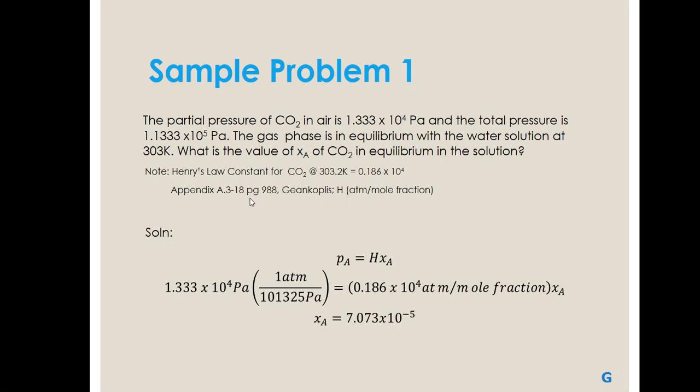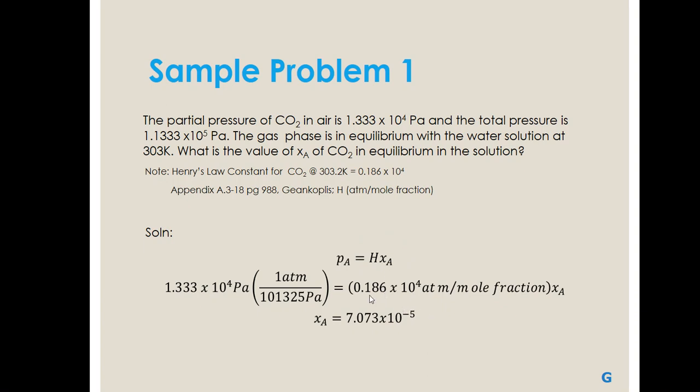In the case of Geankoplis, at the designated temperature, you have this value for Henry's constant. Now, Henry's constant has units equal to atm per mole fraction. So, if you recall our discussion a while ago, we have Henry's equation being partial pressure of A equal to Henry's constant times the mole fraction of A in the liquid phase.